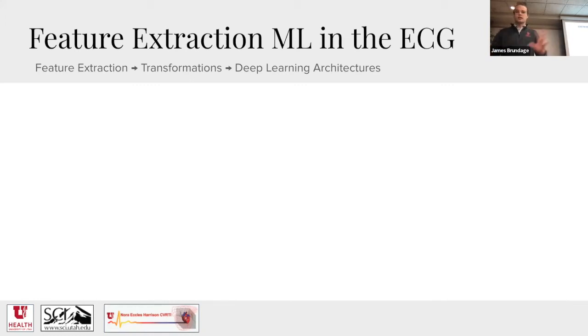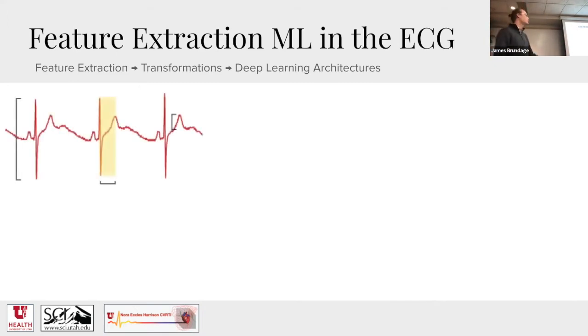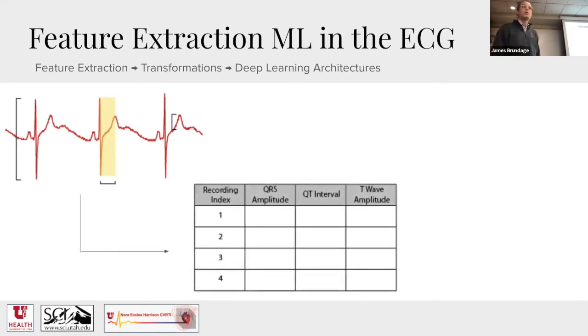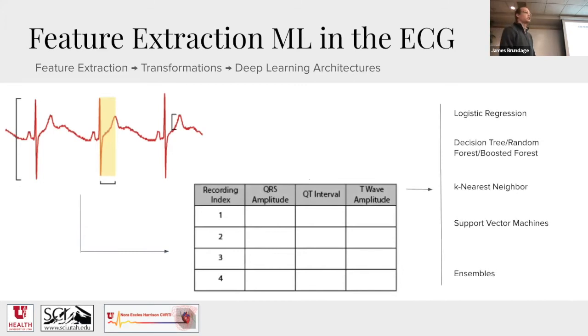I started with images and I started with tabular data. And the ECG has followed a very similar pattern. So we'll first talk about known features, these waves and morphologies that seem to be important for clinical interpretation. You could imagine that you could look at them in an ECG and pull them down as tabular features, and then pass those through to traditional machine learning models: logistic regression, gradient boosted trees, k-nearest neighbors, lots of ensembling.